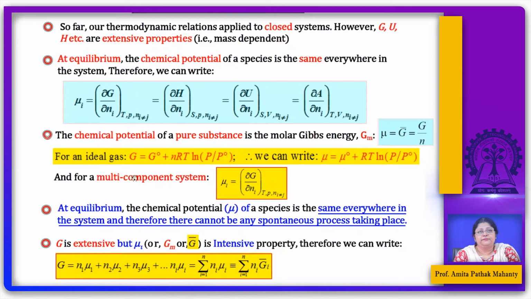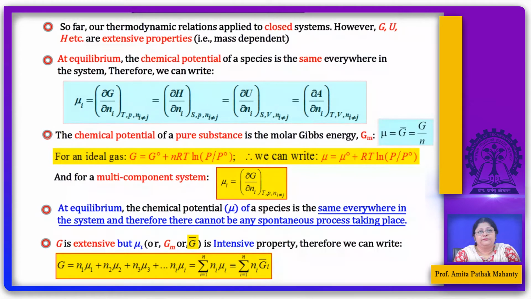Suppose I have an ideal gas, then for the ideal gas G equals G naught plus nRT ln P by P naught. This we have seen while we were deriving the expression for variation of G with pressure. So this is the expression we had got, and it's a standard equation which we are going to be using very often. So this is the variation of G. If I want to write it in terms of the chemical potential, it is going to be divided by the number of moles for that particular gas.